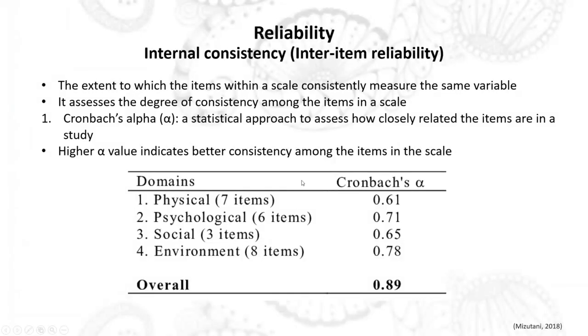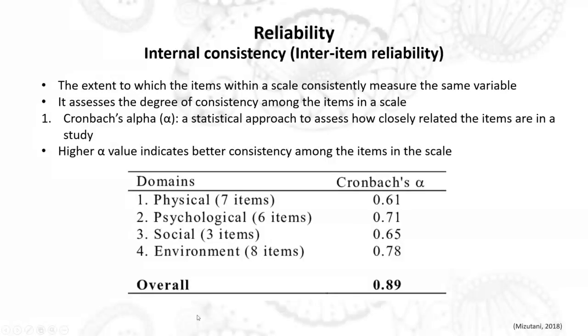Because in total, in this scale, there are 24 items. So they check whether question 1 is related to question 2, related to question 3, related to question 4, and so forth, using the Cronbach's alpha approach. And then they got the Cronbach's alpha value of 0.89. It is a good Cronbach's alpha. That means the overall scale of 24 items correlates well with quality of life.